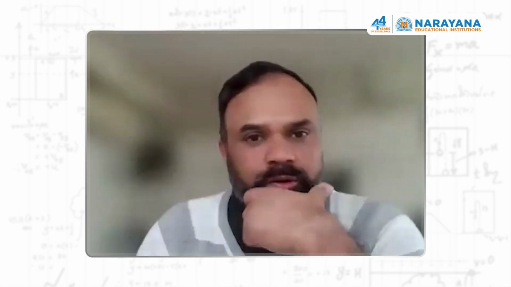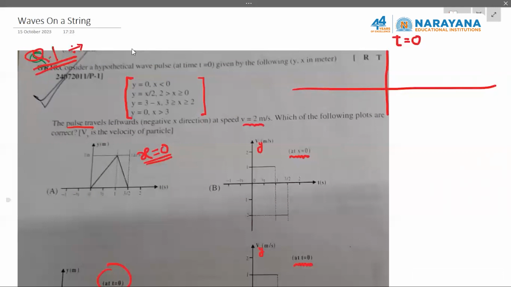So let us just try to observe this problem at t is equal to 0. He's saying y is equal to 0 for x less than 0. So maybe this coordinate is our origin, x is equal to 0. There is no disturbance here on the left-hand side. y is equal to x by 2 for x lying between 0 and 2. So again, it is a straight line from 0 to 2, right? This coordinate here will be equal to 1.